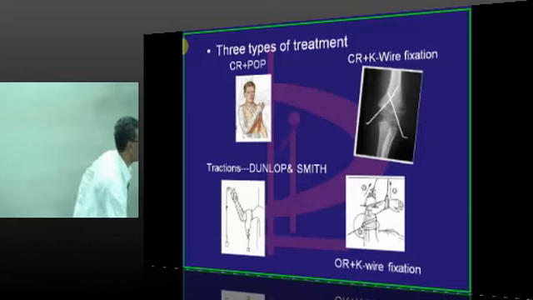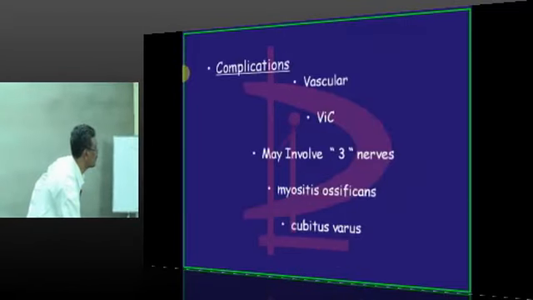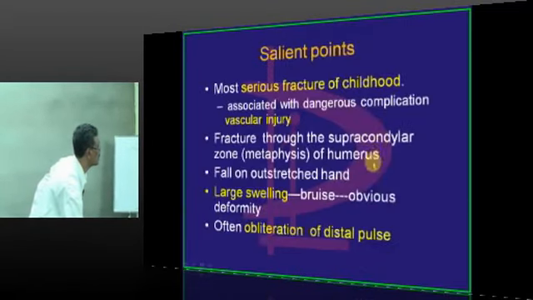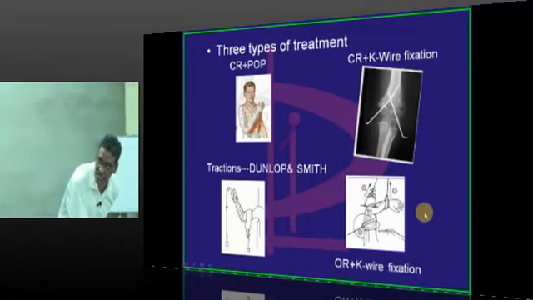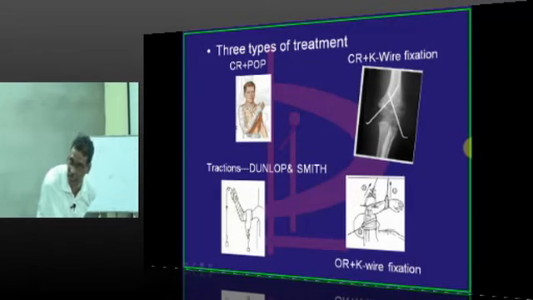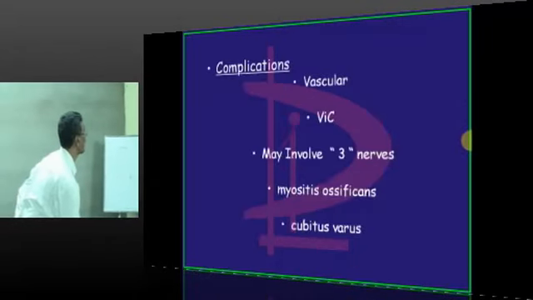You can see the olecranon, this is the olecranon, this is the pin going through the olecranon, and that is the Bohler stirrup used. So this is called Smith's traction. This is Dunlop traction, that is Smith traction. Smith traction is the traction applied by the K-wire through the olecranon for supracondylar fractures. So this is the salient point of treatment.